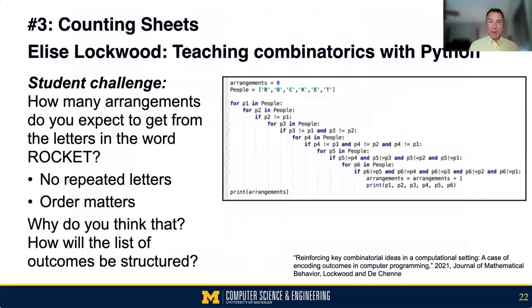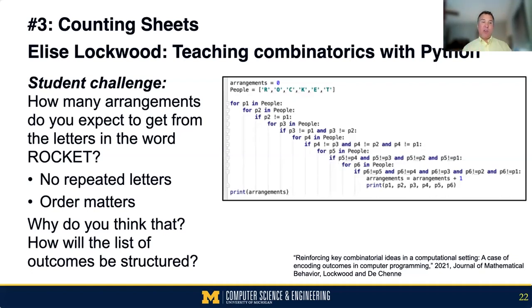And I'm pleased that both Elise Lockwood and Adeline Chen are here to hear this part of the talk. I've been working with Elise and Addie for a while, thinking about the work that Elise has been doing with teaching combinatorics with Python. She has students solve counting problems like this one: how many arrangements do you expect to get from the letters in the word rocket? But by having them write Python programs to actually generate all those combinations, they can then count them and look for the patterns that are in there.